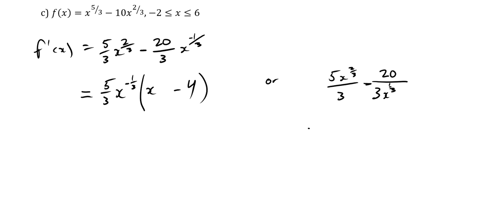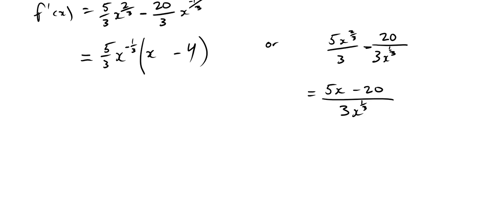So what would that look like? I would multiply the first bracket by x to the 1/3 over x to the 1/3 to get a common denominator, right? And again, x to the 2/3 times x to the 1/3, I would add those exponents, the same thing. So I get 5x minus 20 all over 3x to the 1/3. And then I would factor the top. So 5 times x minus 4 over 3 times the cubed root of x.